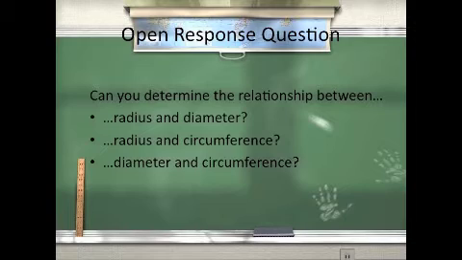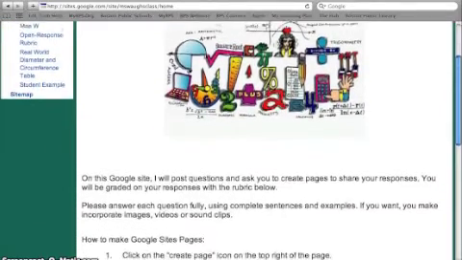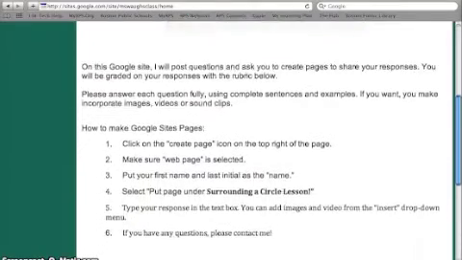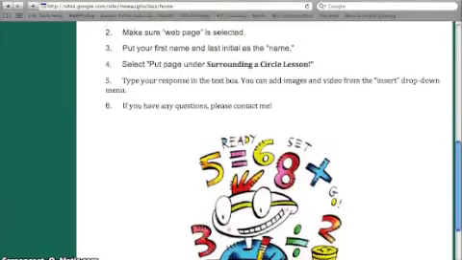Once they have completed the table, I will ask them to respond to the following questions. Can you determine the relationship between radius and diameter, radius and circumference, diameter and circumference? Students will be able to use the website and their own physical investigation to answer these questions. They will post their responses to our class Google site. Students will need to describe and show how they found the relationships. Students will be expected to use complete sentences and numbers for examples.